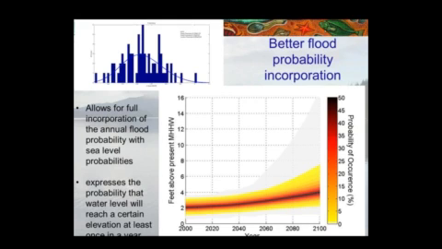I apologize for that. But essentially, you can then directly mathematically combine the sea level rise distribution with the flooding distribution. And so it avoids having to pick, for example, a return frequency interval that you're going to map, and essentially expresses the probability that water level will reach a certain elevation above mean high water at least once in a year. And so that's shown graphically at lower right.